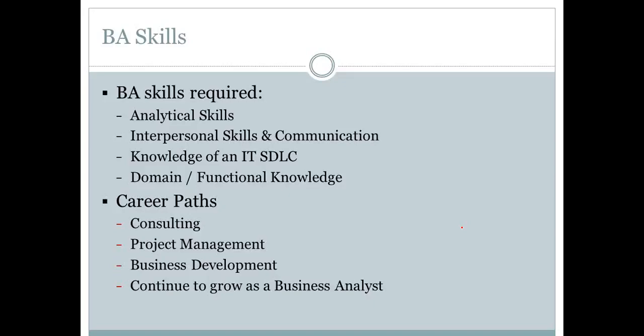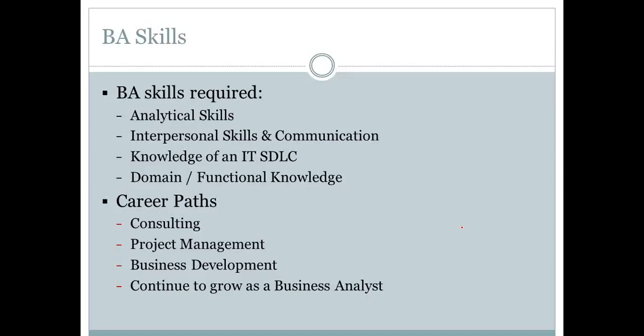The kind of knowledge and skill levels you need: you need good interpersonal skills. You should be able to communicate clearly, so that whatever the other person is saying, you understand, and what you're saying, the other person understands without any ambiguity. That's what I mean by communication skills. You should be able to analyze any particular requirement, break it down, fit it into the framework, and ensure that you have well thought through the requirement. The knowledge of IT SDLC, you will gain through this course.